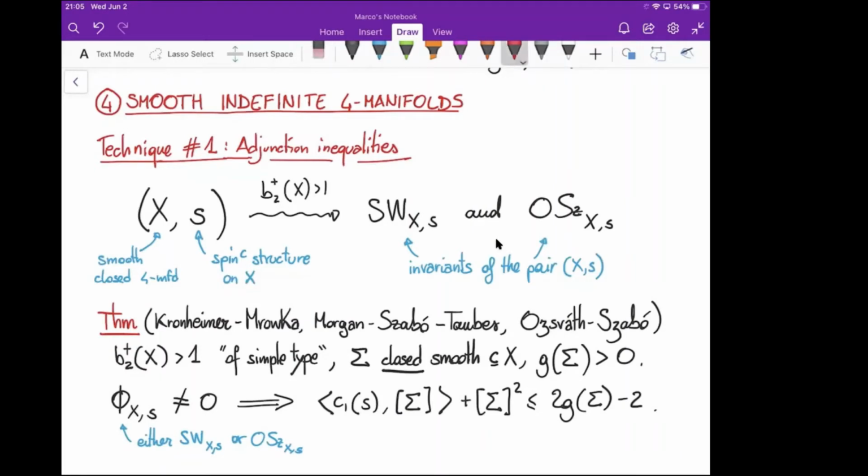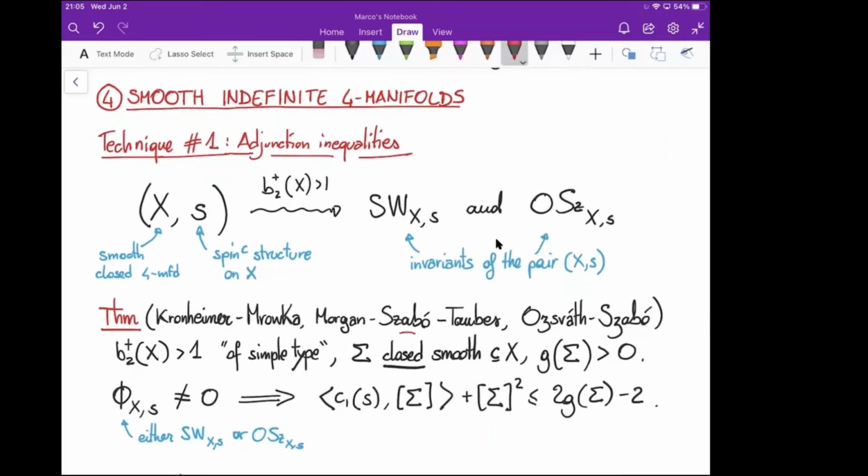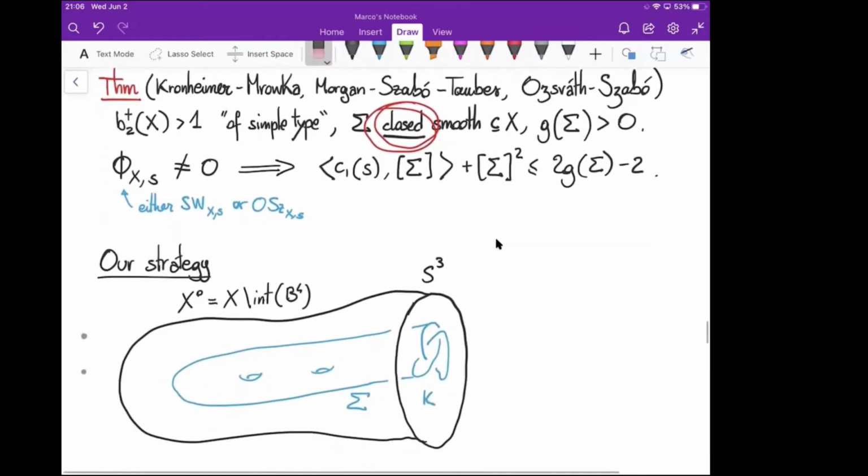The word that I want to stress in this theorem is that sigma is a closed surface in X, and basically what we want to do is to find some kind of relative version of that, because we want to study surfaces with boundary a given knot. So here is the strategy that we follow. We start with our four-manifold X minus the interior of a four-ball. We have a knot K, and we're supposed to have some surface sigma with boundary K, and we want to give bounds on its genus.